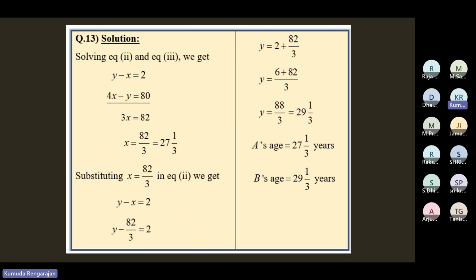This is the next one. Solving 2 and 3. So how do we solve 2 and 3? See, y and minus y get cancelled. So 4x minus x is 3x, 82 by 3, which is 27 1 by 3. So substitute 27 1 by 3.